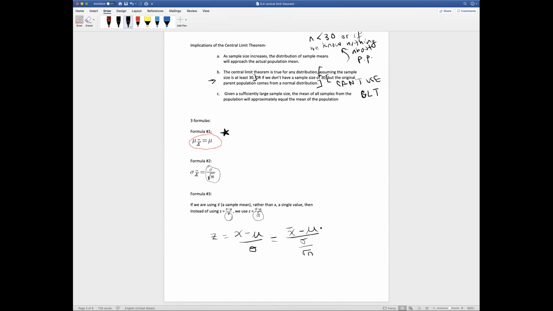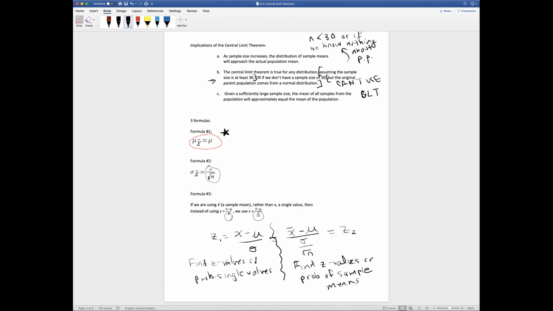So the idea is we use one formula in one circumstance and another formula in another circumstance. I'm going to call this Z1. We're going to use Z1 when we want to find Z values or probabilities. Let me write this out. Find Z values or probabilities of single values, or individual values. We're going to use the second formula if we want to find Z values or probabilities of sample means.